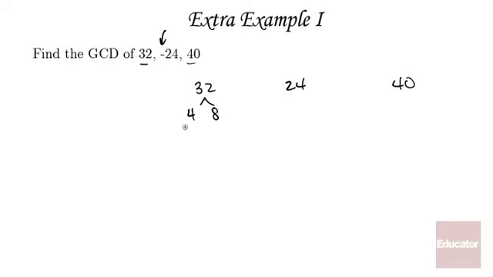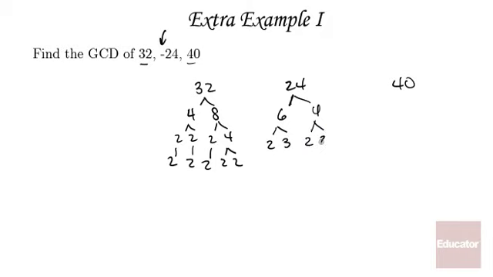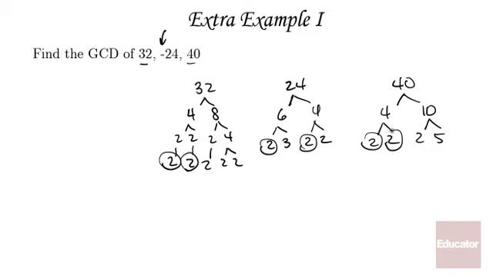4 times 8, 2 times 2, 2 times 4, 2, 2, 2, 2, and 2. 6 times 4, 2 times 3, 2, and 2. 4 times 10, 2 times 5, 2, and 2. So let's find all the common factors. They all have a 2, and another 2, and another 2. And nothing else is shared.